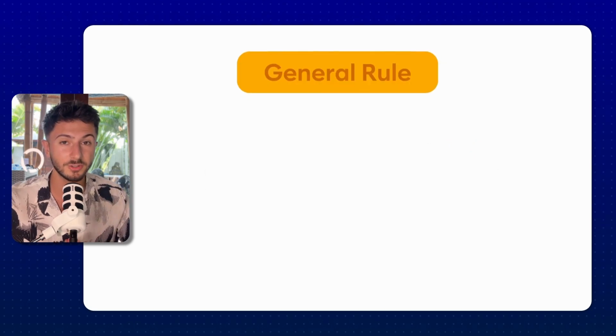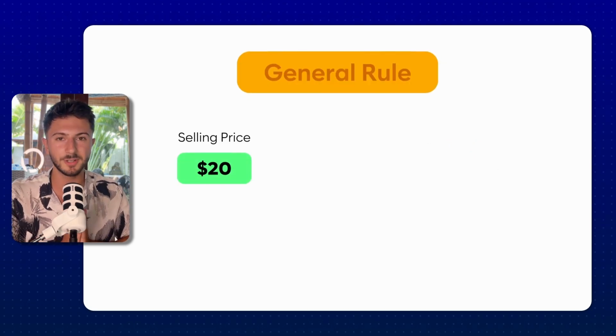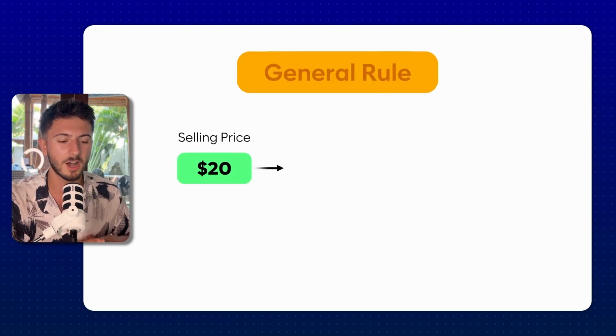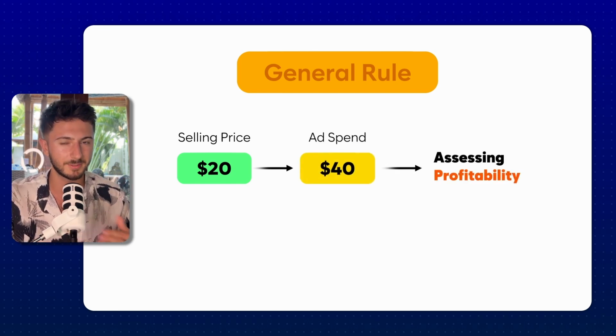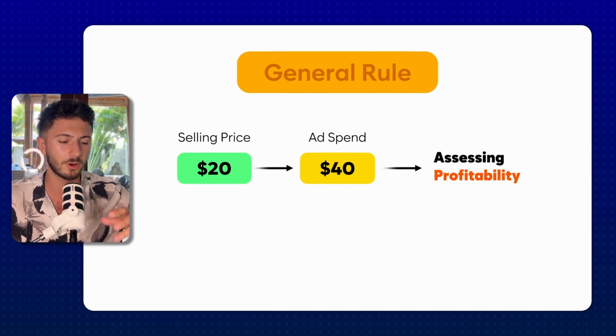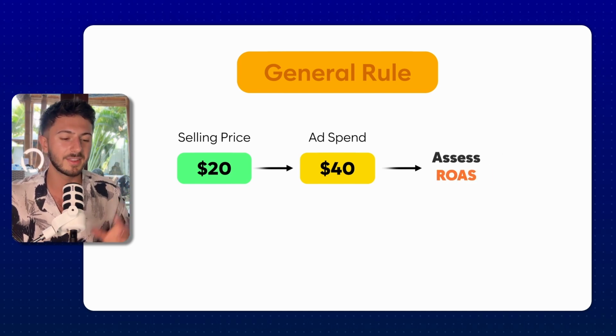So I use a general rule of thumb. Whatever price I'm selling the product for, I like to make sure that on ads, I've spent double that price before I start to assess whether it's profitable or not. So again, for example, if I'm selling a product for $20, I will wait until I've spent around about $40 on ads for that product, and then I will assess the ROAS to determine if it's been profitable or not.